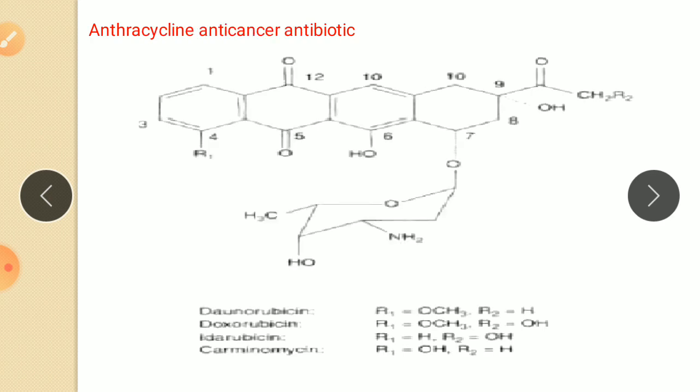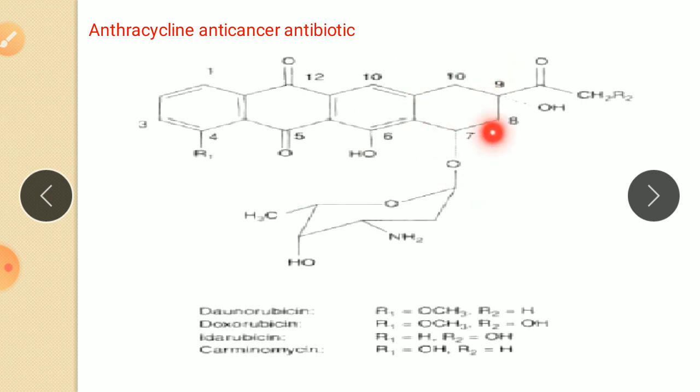So first is the anthracycline anti-cancer antibiotic. Anthracycline is characterized by a planar oxidized anthracene nucleus fused to a cyclohexane ring, which is connected via a glycosidic linkage to an amino sugar. This is the general structure of an anthracycline derivative. The three rings are anthracene, which is connected to the fourth ring, the cyclohexane ring. This cyclohexane ring is connected glycosidically with the amino sugar. So it has three parts: anthracene, cyclohexane, then amino sugar.